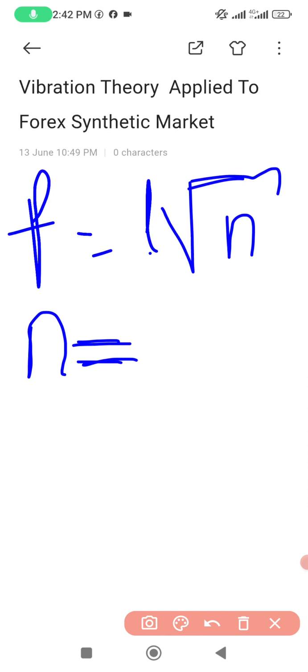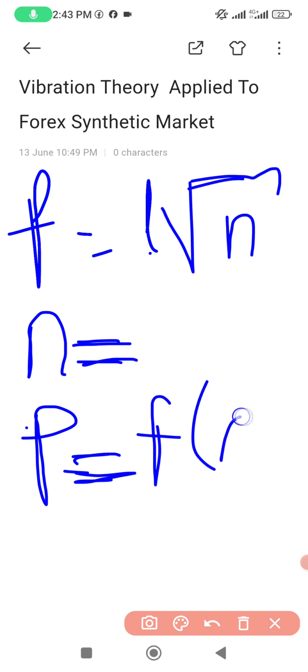So the price of an asset is directly proportional to the square root of the overall behavior of entities with respect to that asset. Okay, let me put it again. The price of an asset P is a function of N.